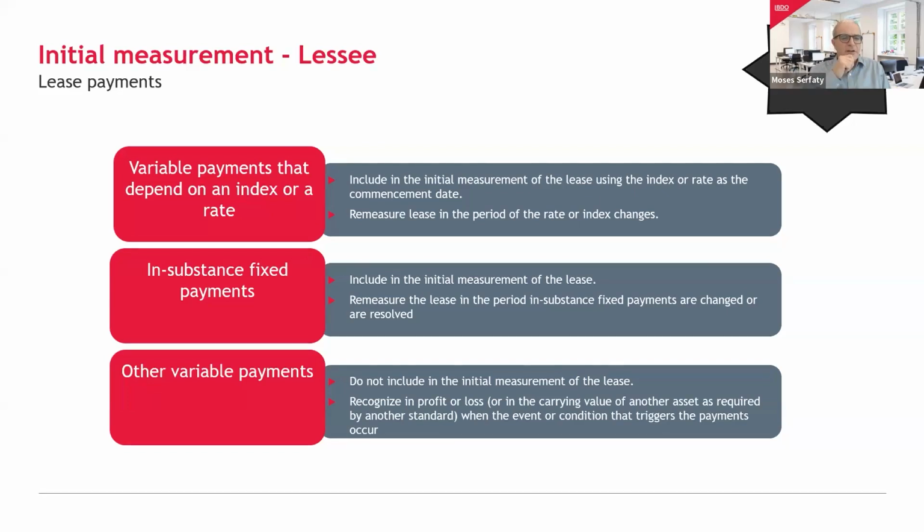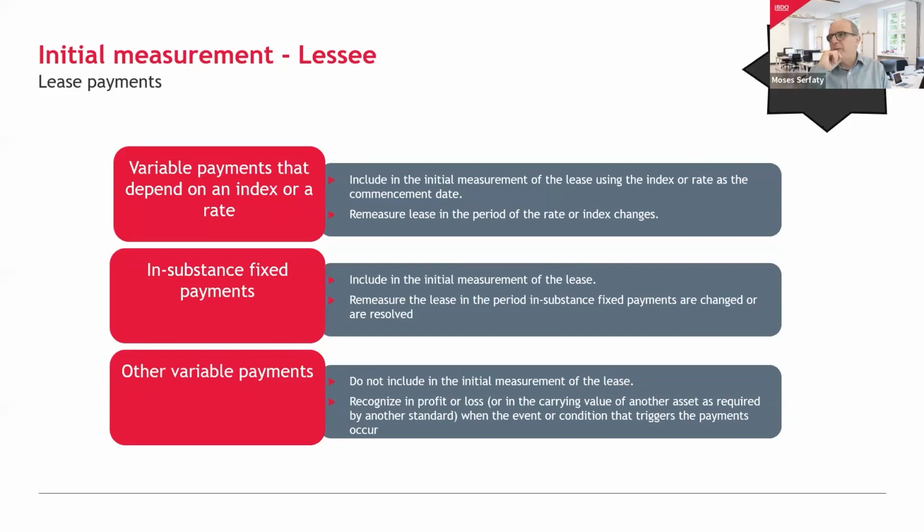The amendments also introduced the concept of in-substance fixed payments. Again, this is mainly an anti-avoidance provision, so that payments aren't structured to look like they're variable, but they're not really variable. So again, that's something to perhaps go into more detail at another point in time, but you would include those if you determine those are in substance fixed.